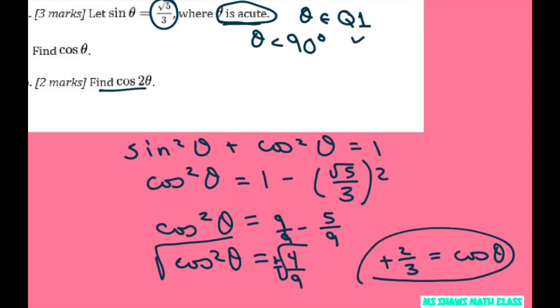Now we have to find cosine of 2 theta. For that one, we already know what sine is, and we already know what cosine is, 2 square root 5 over 3. So now all you're going to do is use one of these identities for our double angle identities. Just use one of those. It doesn't really matter which one. So I will just choose this one for fun.